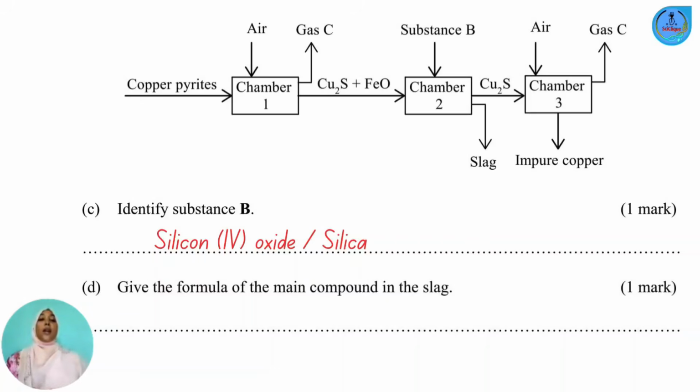Part D, give the formula for the main compound in the slag. Now, in the slag, we are going to have iron silicate. By the way, it's very easy to remember the formula for iron silicate, because we are talking about iron 2 oxide reacting with silicon 4 oxide. So what essentially you're going to do is just combine everything that is there.